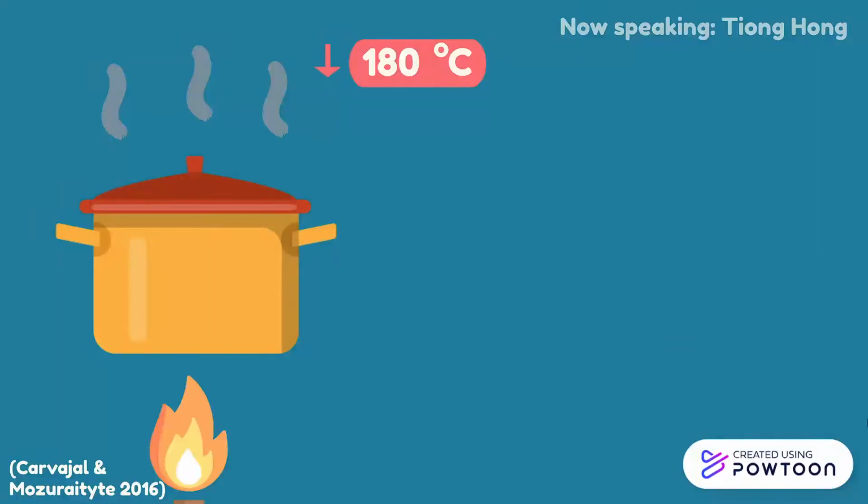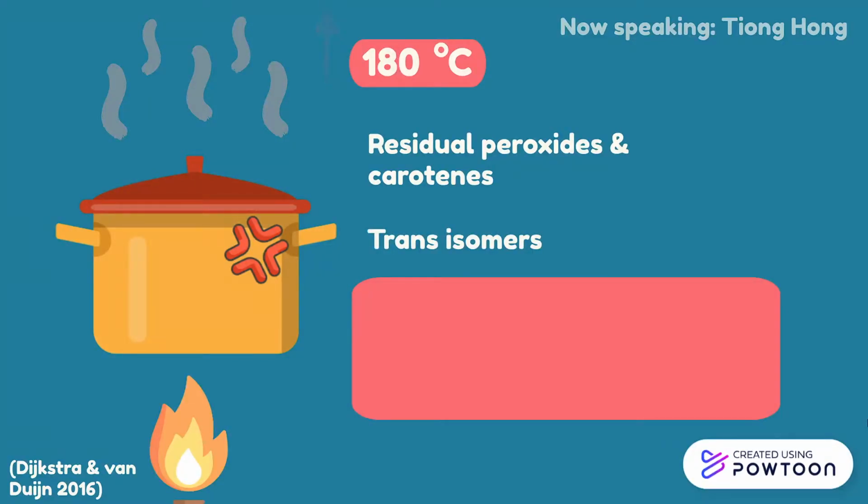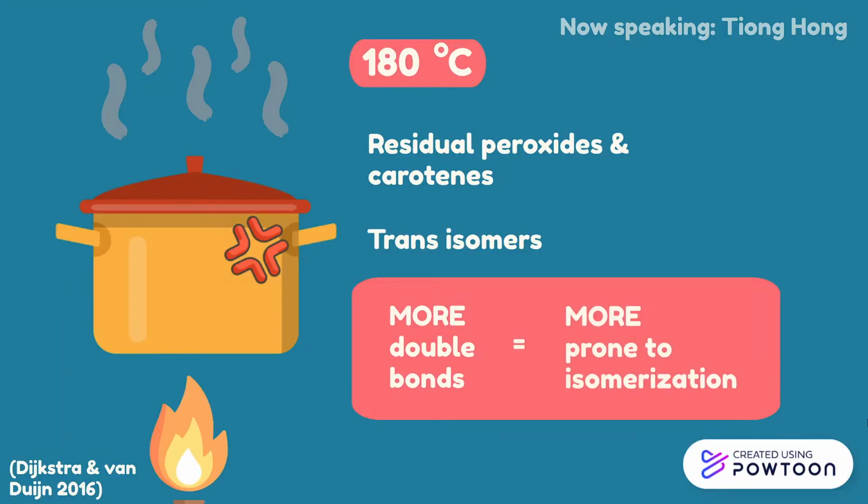Deodorization should be carried out below 180 degrees Celsius to reduce the risk for polymerization and geometrical isomerization. Residual peroxide and carotenes will decompose at high temperature and trans isomers can be formed. The more double bonds a fatty acid contains, the more prone it is to this kind of isomerization.